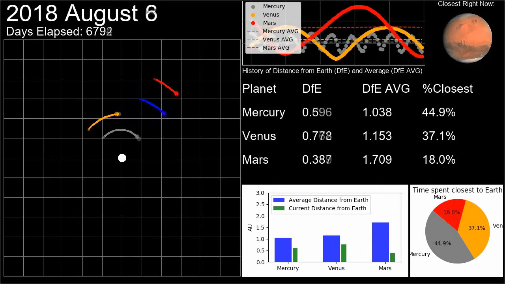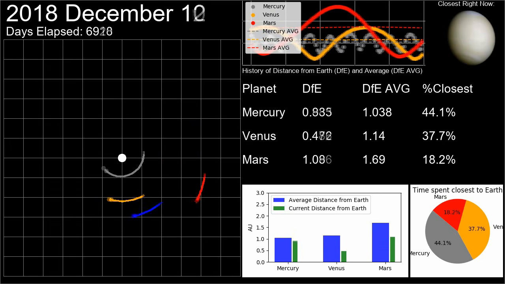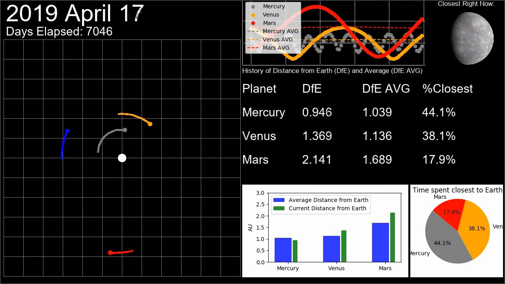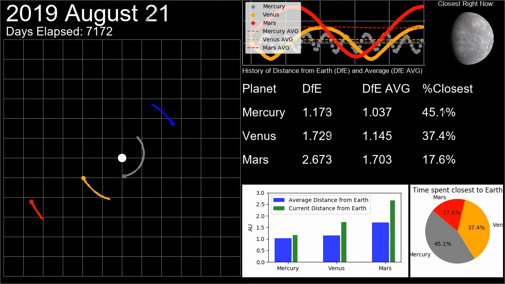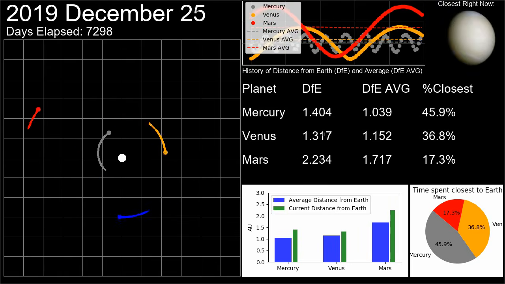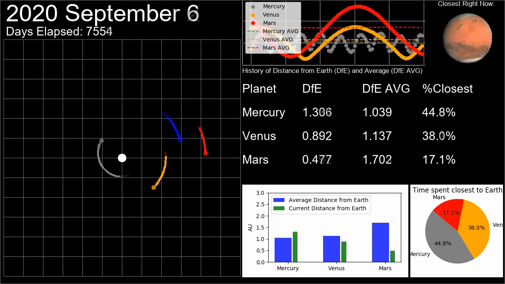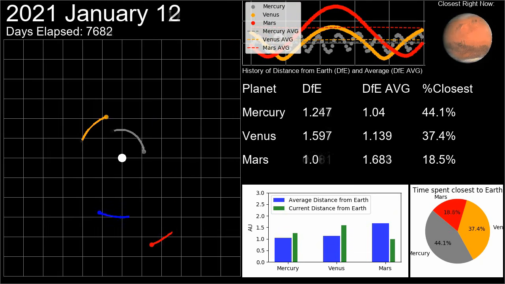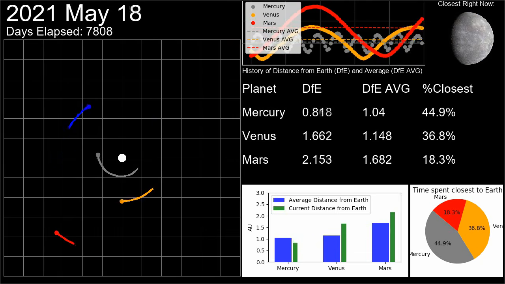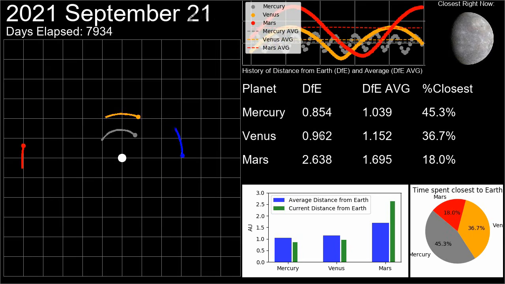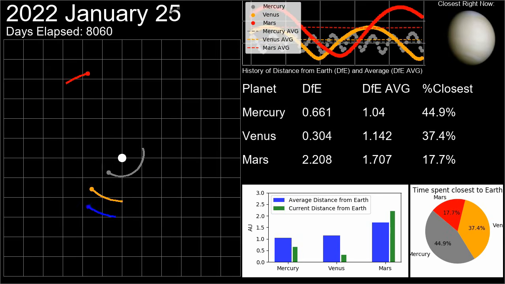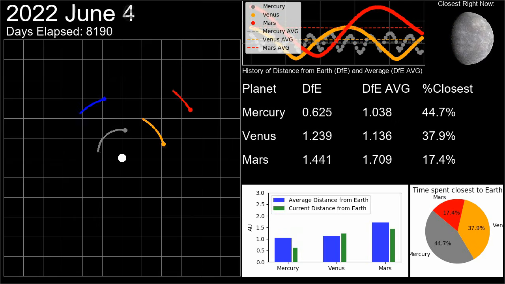And then at the top there, what you see is just a time history of each planet's distance from Earth, and then you'll see a dotted line on top of those, and that is the average of those values. And so if you look at those, you see red on top. That means that Mars is on average the furthest. Then you'll see Venus in orange, and then gray is just below orange. Gray, that's Mercury, and it's a little bit closer to Earth on average.